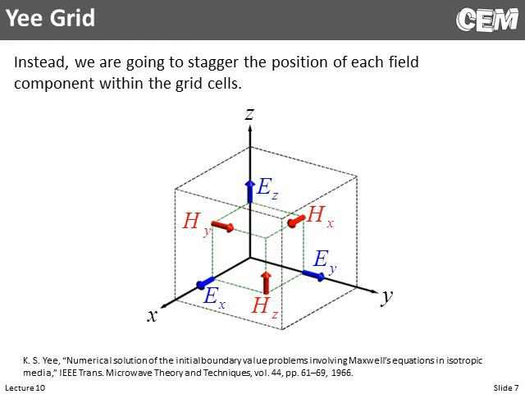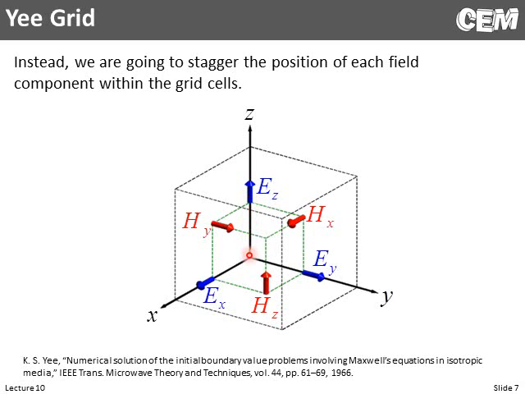Instead, we are going to stagger our field components throughout the unit cell. So what is drawn on this slide is one unit cell, but all of the different field components, despite being in the same unit cell, are at physically different positions. Notice the x component of the electric field is right on the x-axis, but offset from the origin by a half cell. Likewise, the Ey component is along the y-axis, but offset from the origin by a half cell. And we can say the same thing about the Ez component.